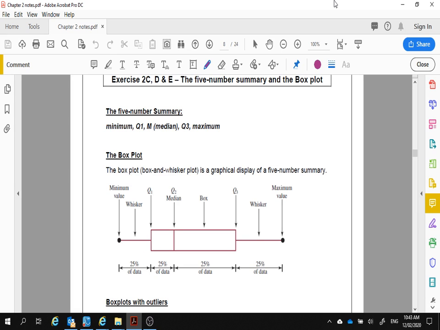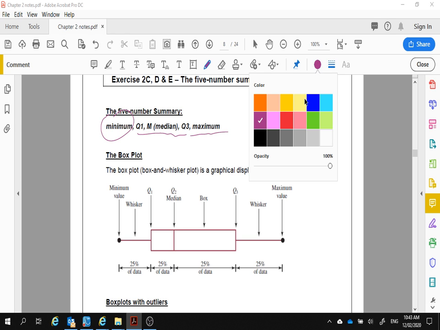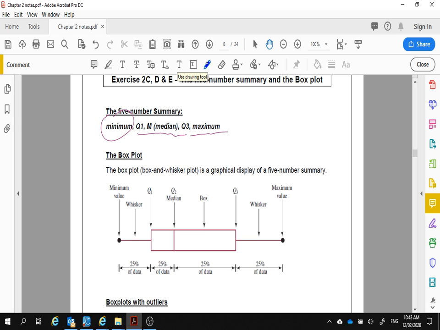Okay, today we're going to be working on the 5-number summary. And remember, the 5-number summary includes the minimum, Q1, the median, Q3, and the maximum. It doesn't matter if it is outside, because it's an outlier, you still must include it. Okay, either one. So the box plot.